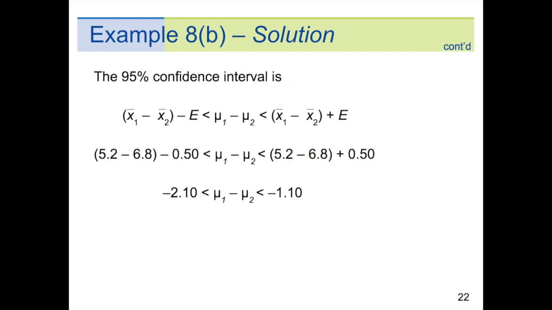The 95% confidence interval is the same as usual, but with the x bar sub 1 and x bar sub 2 subtracting in there instead. We do that out, and we get that mu sub 1 minus mu sub 2 is between negative 2.1 and negative 1.1.